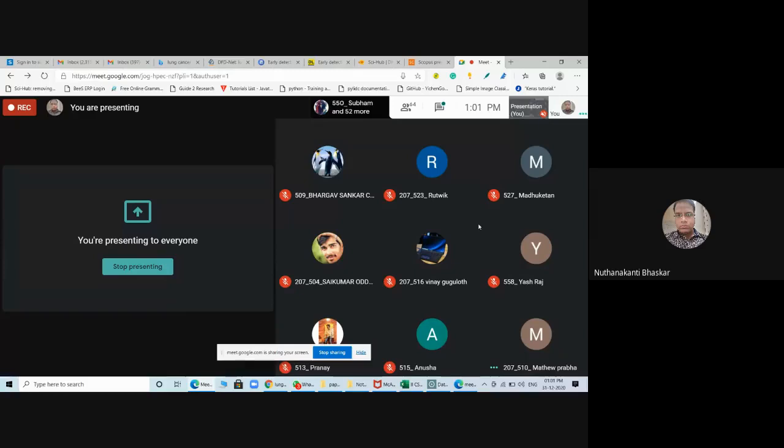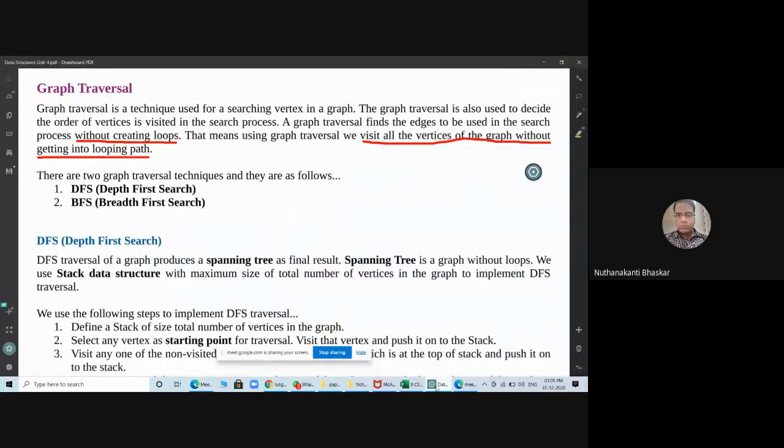Now tell me, is this point clear, everyone? Yes, sir, it is clear. Now for this traversal, we have two search mechanisms, depth first search and breadth first search. Today's class is very important. You can get almost 20 to 30 marks in your external examination. I'm telling you very clearly, please follow and respond.